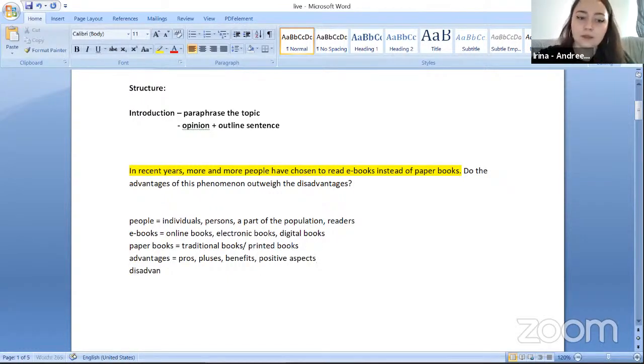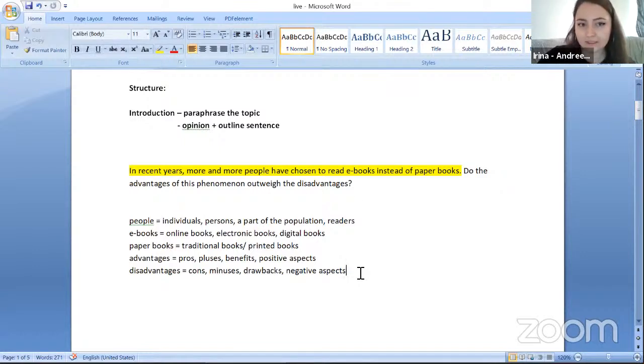And now for disadvantages is basically the opposite of these. We have cons. What's the opposite of pluses? Minuses. Here, drawbacks. Keep this one in mind. And negative aspects. So if in the question you have do the pluses of this outweigh the minuses, try to replace it with a different one. Or if you have benefits and drawbacks, you can use advantages and disadvantages in the introduction.